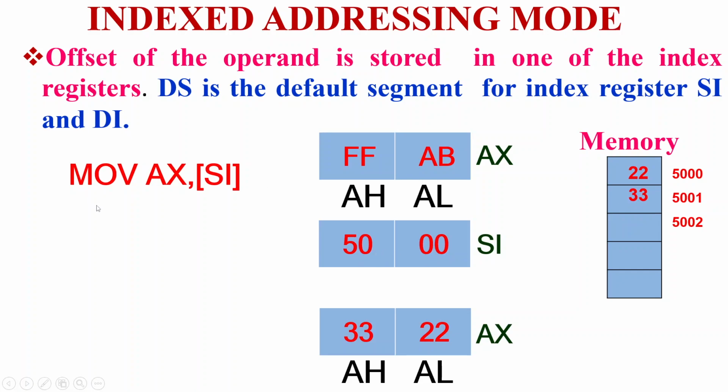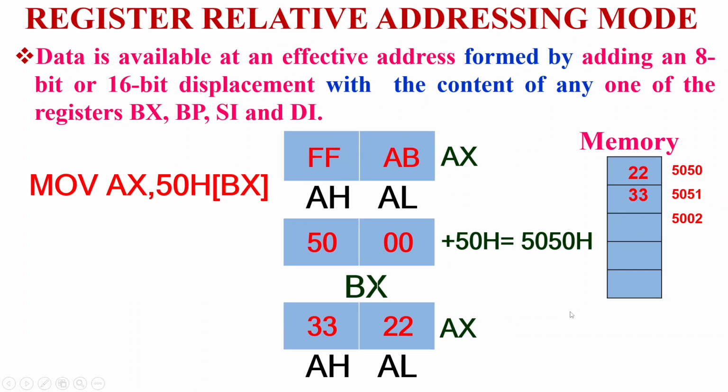Here assume the AX data is FFAB, whereas the source index holds the memory location 5000. When you use this addressing mode, the processor will move to this location 5000. The data available here is 22, and it will be given to the AL register. The memory will be incremented by 1 and the 33 will be stored in the AH register.